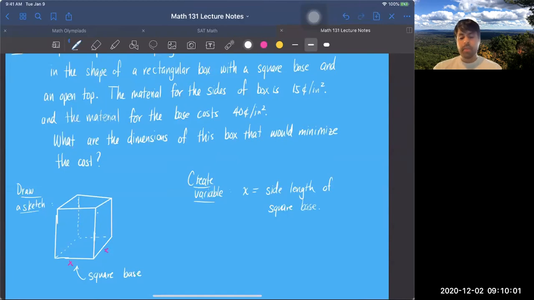So that's the side length of my square base. But those are not the only dimensions of this box, right? We have x for the bottom, x for the size of the square base. Then what would this be here? What would this be?